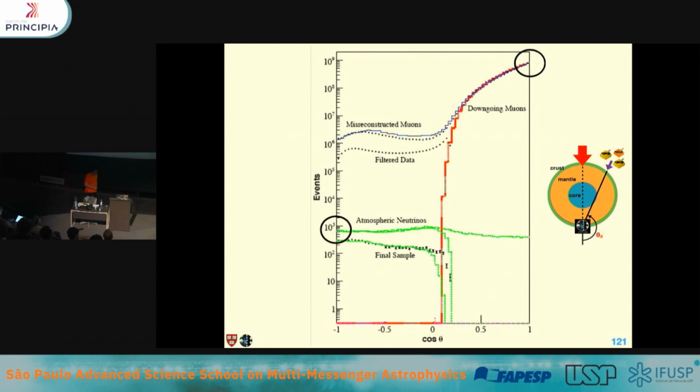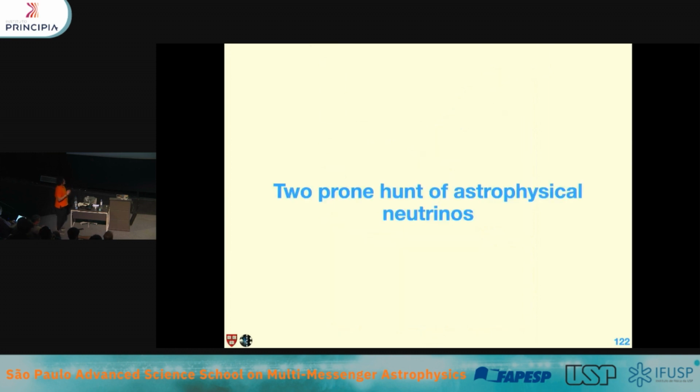Okay, so that's all I want to say about the backgrounds. I just want to say that there are two backgrounds that are a problem. One is atmospheric, downward-going atmospheric muons, huge, very bad. And there are atmospheric neutrinos, also pretty bad, but it's a million times easier. So pick the problem you want to face. Okay, so now let's try to figure out how to solve it.